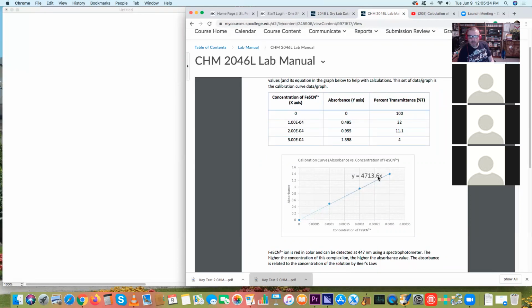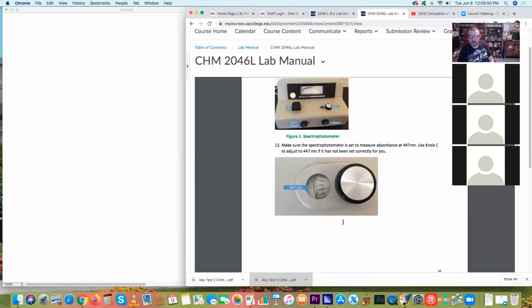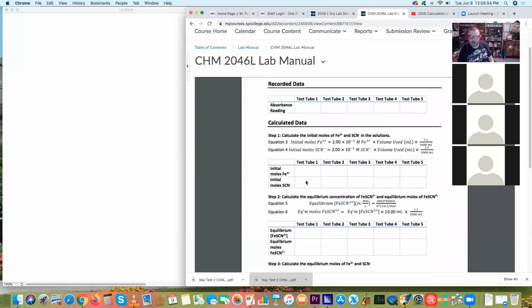See, y equals that x. So we can calculate any x value by dividing the y by the slope, which is this. And that's how we're getting all these different x values down here based on certain absorbances. But you didn't have to do that part because we already did it for you. So that's what you're doing.